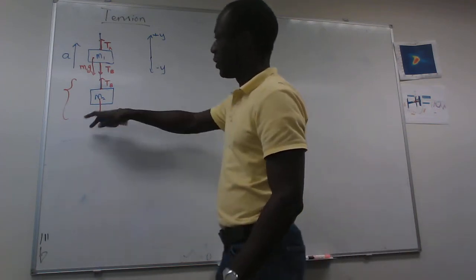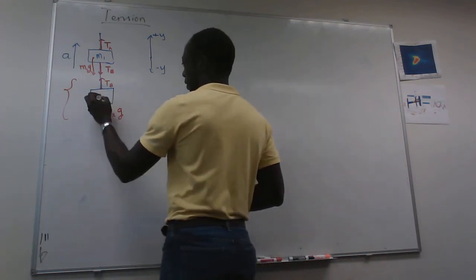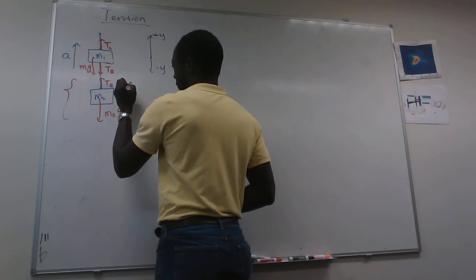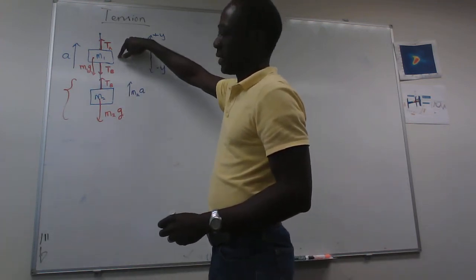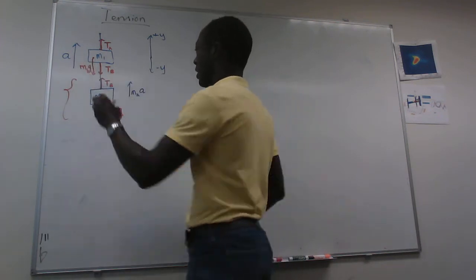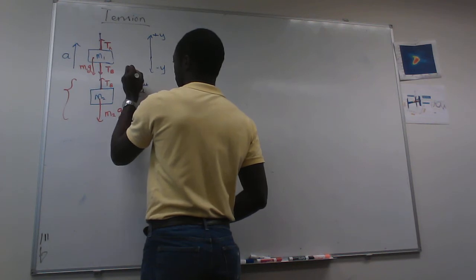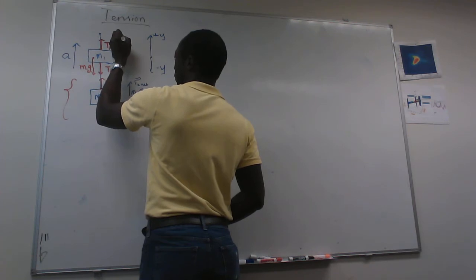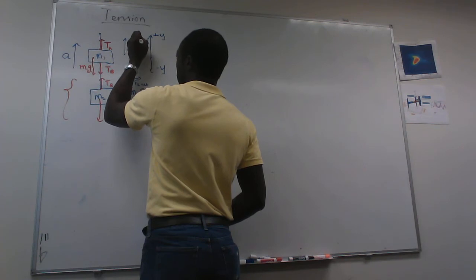So since this whole system is accelerating upwards, the net force acting on this object, on M2, will be up. So the net force is going to be M2 times A. And this object here is also going to be accelerating up with that same acceleration A. So the net force, which we call F2 net, is also going to be acting upwards. F1 net is equal to M1 times A.